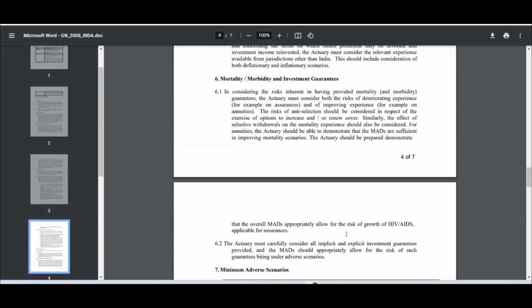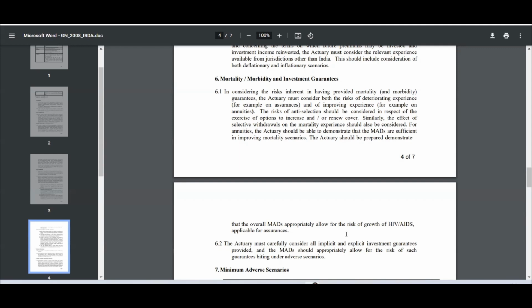The actuary should also consider the risk of anti-selection when someone is exercising the mortality option to increase the cover or to increase the term of the policy. So that is the mortality option, right? And they should also consider policyholders selecting against the company, like selective withdrawal and the impact it would have on mortality. And for investment guarantee, the actuary should consider any explicit or implicit guarantee and should ensure that the level of MAD is sufficient to allow for this guarantee biting under adverse situation.